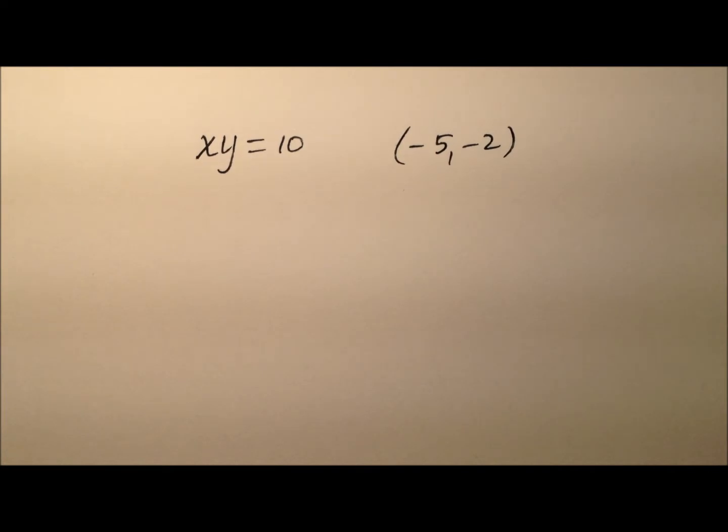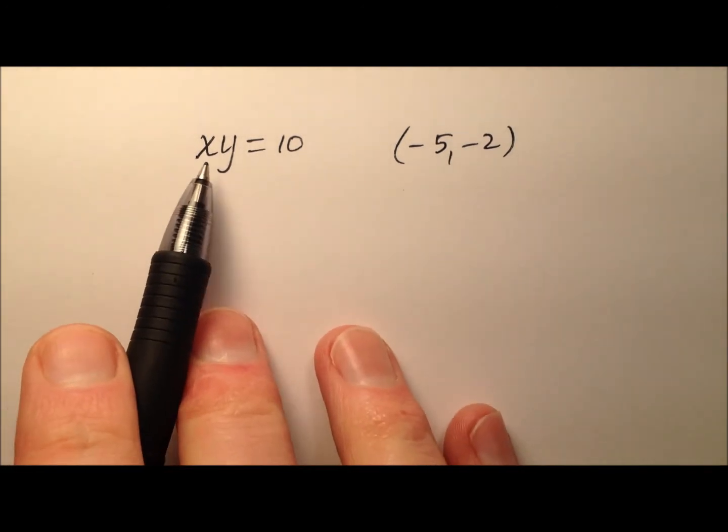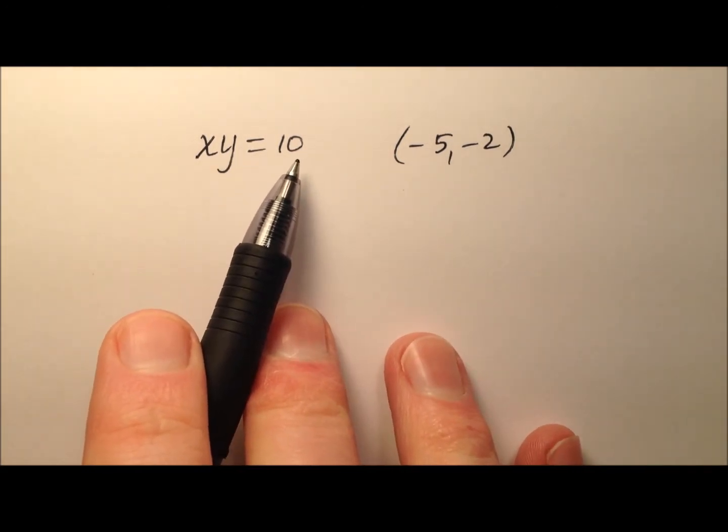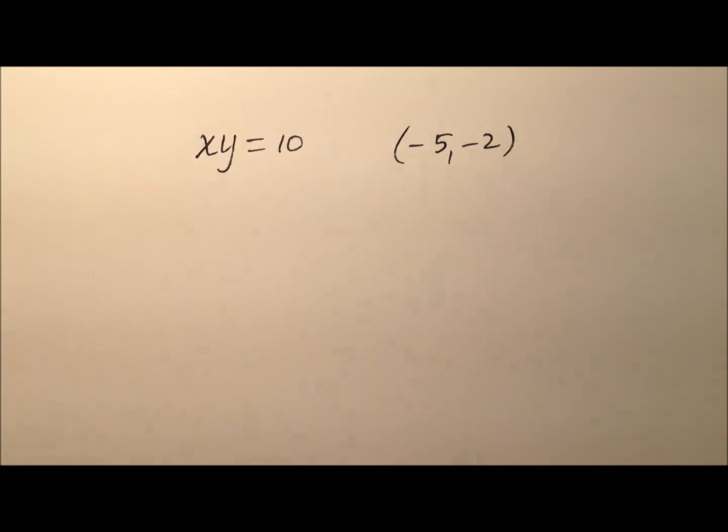In this video, I'm going to use implicit differentiation to write an equation of the tangent line to the graph of xy equals 10 at the point (-5, -2). So remember, when you're doing implicit differentiation, our goal is to solve for y prime, or dy/dx. And also, every time that we differentiate a y term, I need to include a y prime with it.